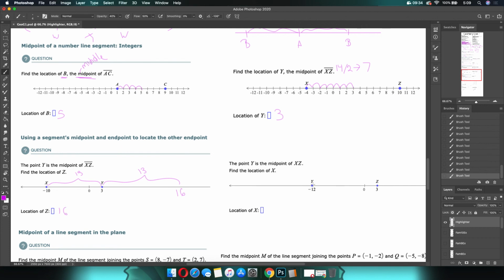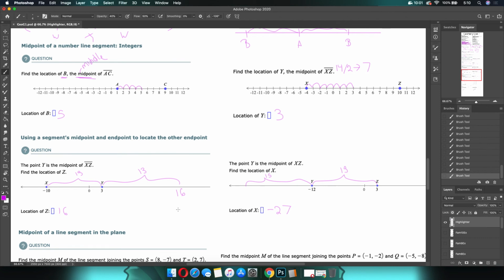Over here, same thing. I got to look at the distance here first. They're on opposite sides of the 0, which means that we're adding. So this is a distance of 15. And then Y is the midpoint of XZ, so it's going to be going 15 this way. So 12 and 15 are going in the same direction, so that's addition. So that's going to be negative 27. That's how you're doing this one out.